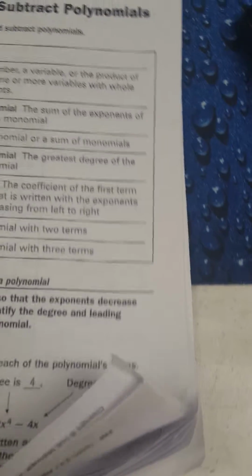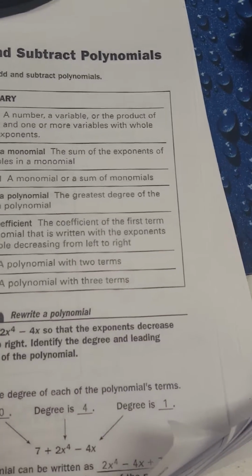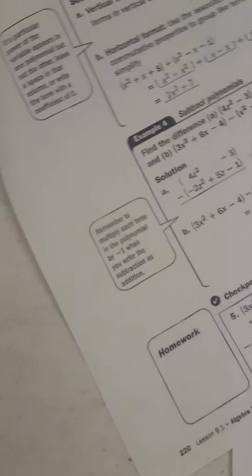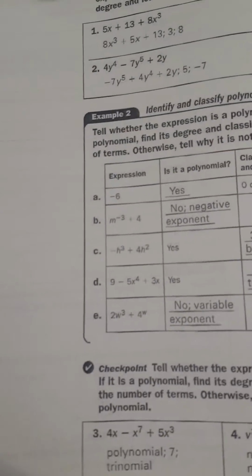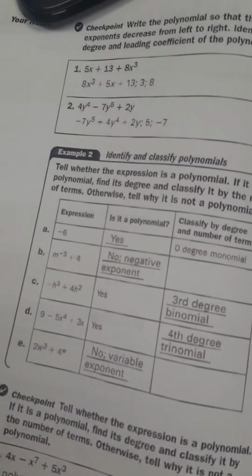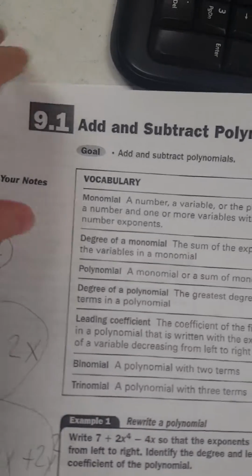Moving on. At least I think that is. Okay. And just in case, I'm going to go through these. Expression. Is that a polynomial? Yes. Classified by degree and number of terms. Degree is a monomial. If it has a negative exponent, it is not a polynomial. That's good to know. 9.1. Over.